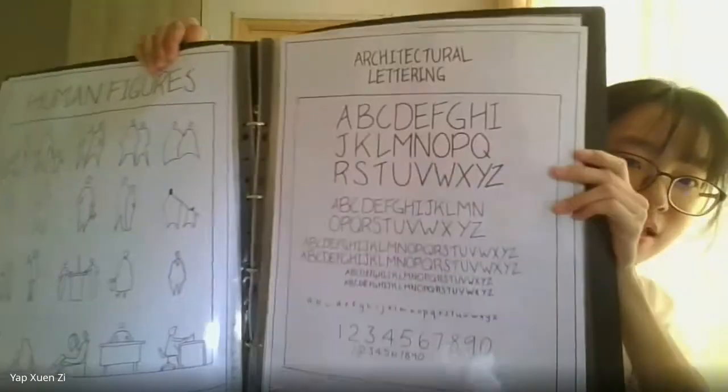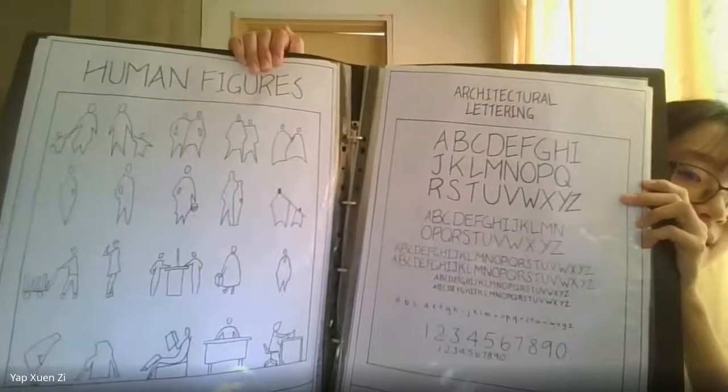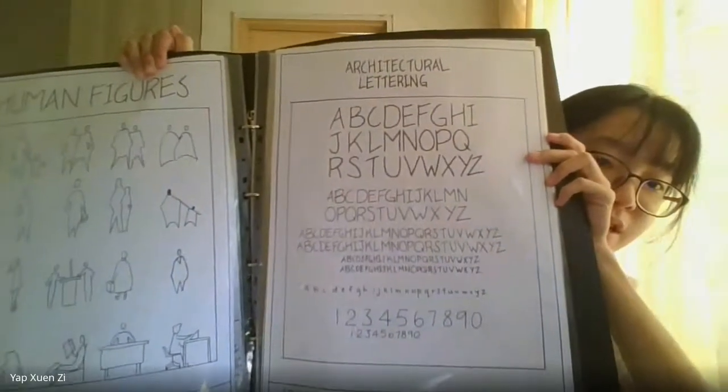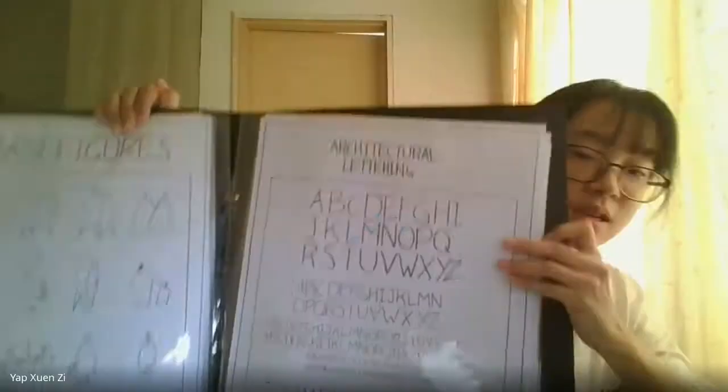Okay. Then this is human figure. Okay, the human figure is very good. Actually, for the human figure you just see some examples, right? And you just follow the style. Yes, there are a lot of examples on the website. Okay, that's good. And then this is architectural lettering. Okay, I can see the way that you organize your work. Very good.